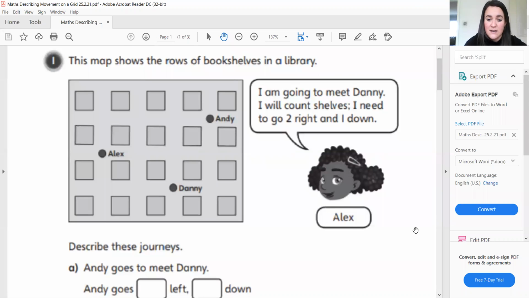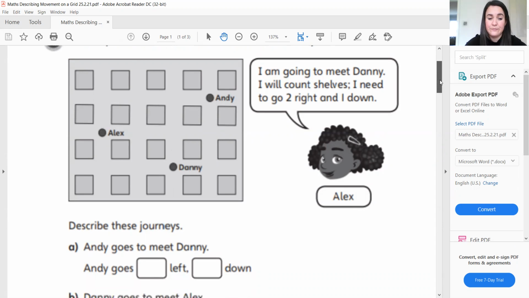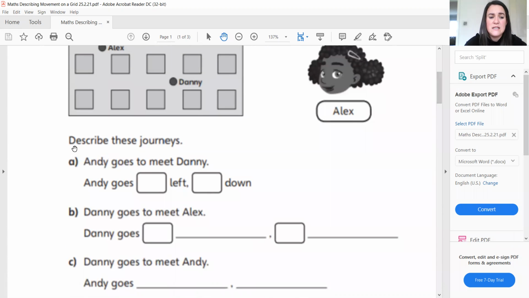So I firstly need to find out where Alex is. Alex is here, and she wants to meet Danny. So she's going to go 2 to the right, 1, 2, and 1 down. So she's given us her translation. She wants to go 2 right, 1 down. Now you just need to describe each of these journeys in terms of their translation between points.